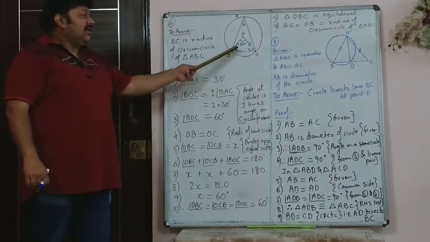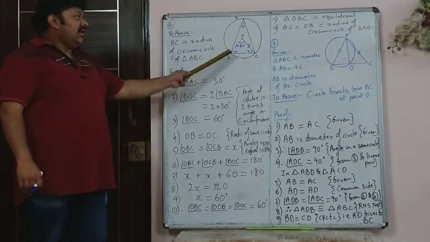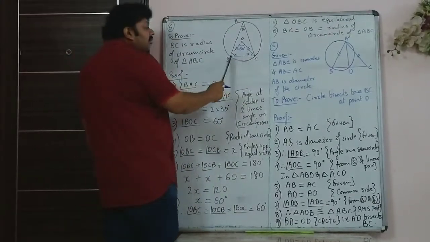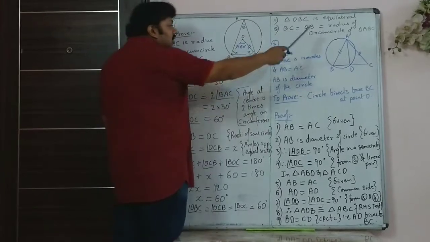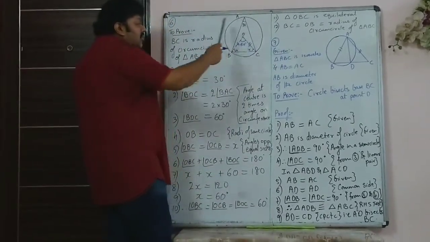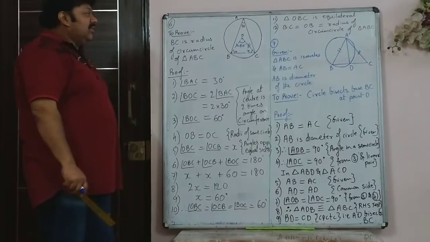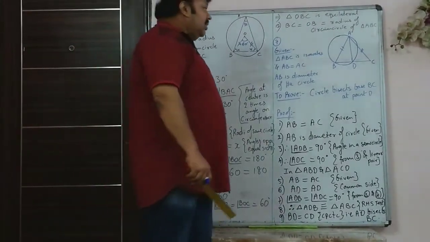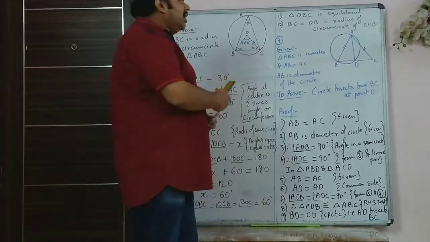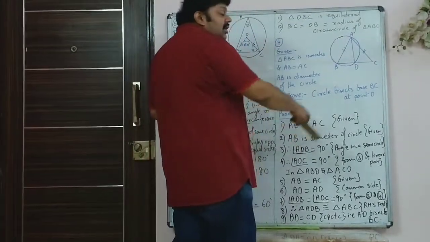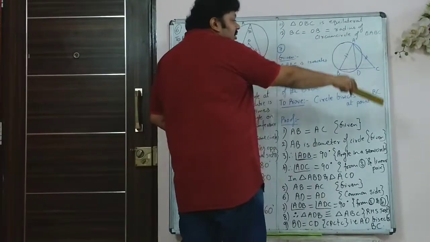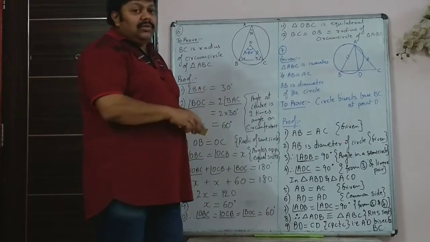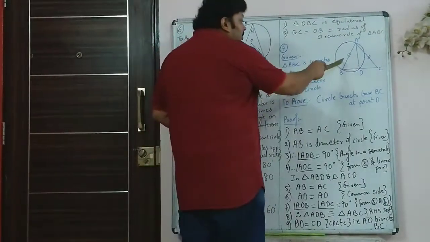So when all three angles are 60 degree, this triangle OBC is equilateral, and if OBC is equilateral, then BC is equal to OB, that is the radius of the circumcircle. So this is an extremely simple sum which can be asked. Now the next sum, in the seventh sum you are given that you have a triangle ABC which is isosceles, and in triangle ABC, AB is equal to AC.